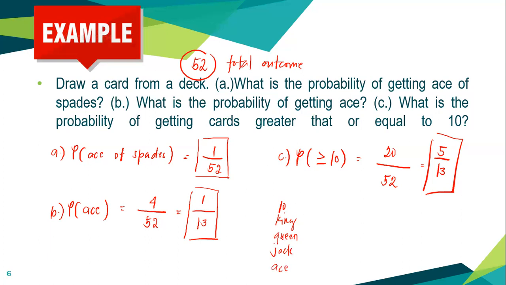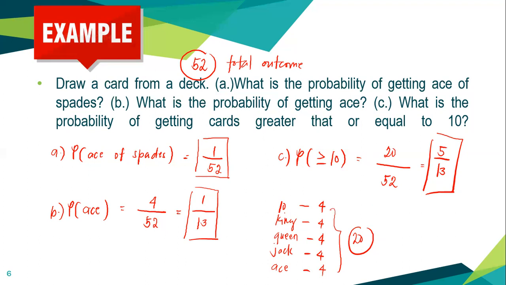So yung value ni ace is, since it is a picture card, that is greater than 10. So ilang 10 ang meron tayo? We have 4. King, we also have 4. Queen is 4. Jack is 4. Each shape, 4 din ito. Then all in all, 4 times 5 is 20. So this is your favorable outcome. Okay.